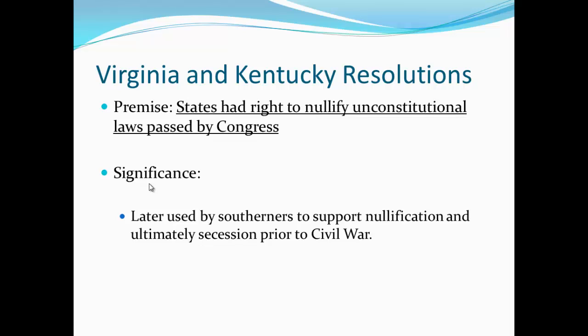The significance here is we're going to see this in the 1830s and then ultimately again in the 1860s when states try to nullify federal law. So you're going to see John C. Calhoun and other Southern leaders in the future reference these Virginia and Kentucky resolutions.